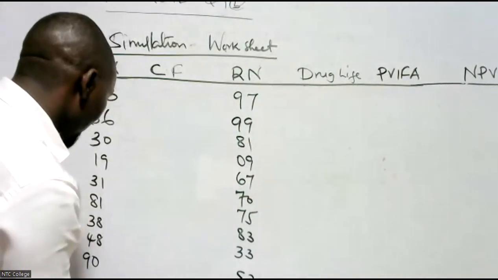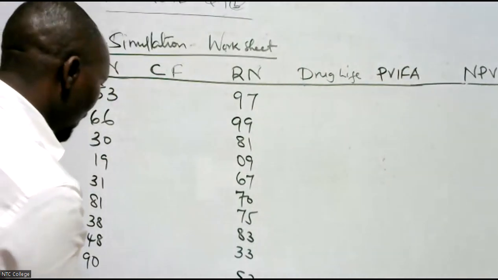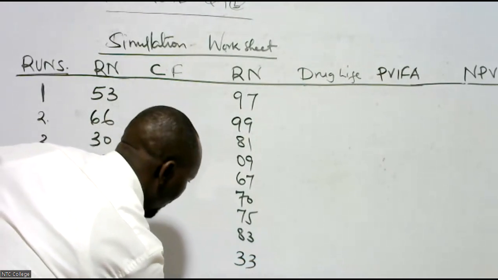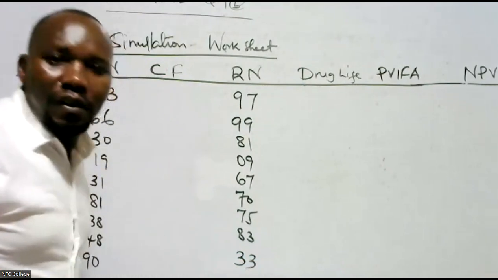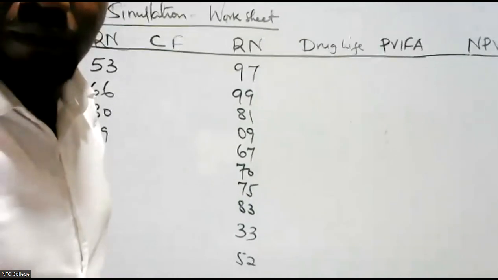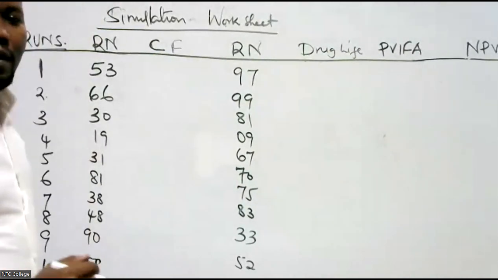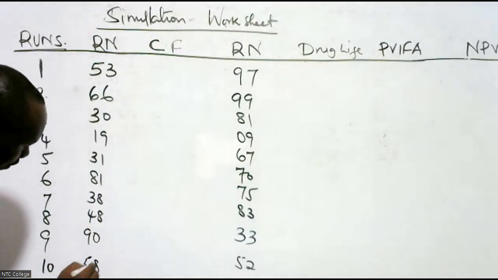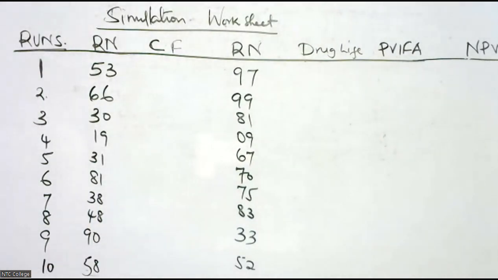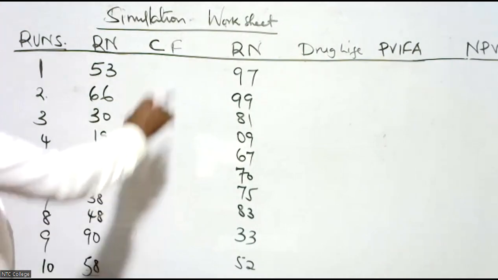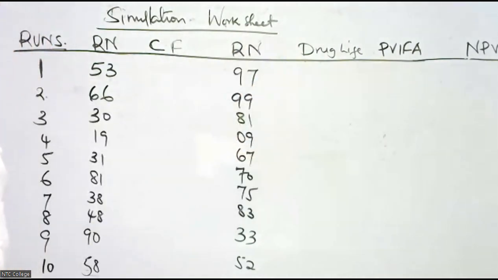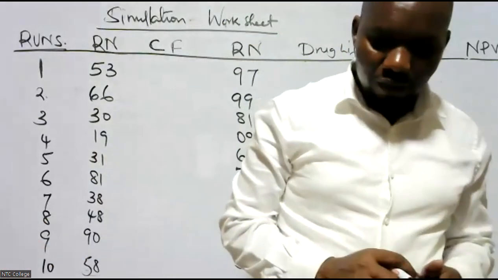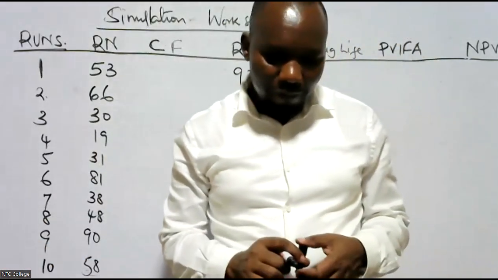So we have here 33, and then we have 52 here. That is what we have already. And we pick them from the random number ranges. So then you can now fill here. So go to your book and check the notes that you had before.